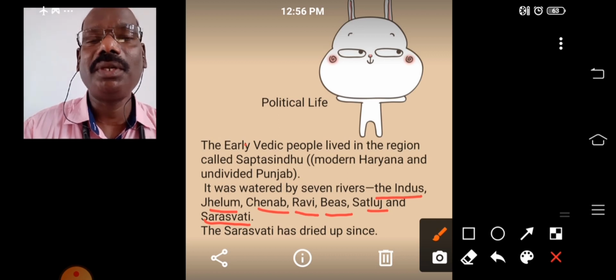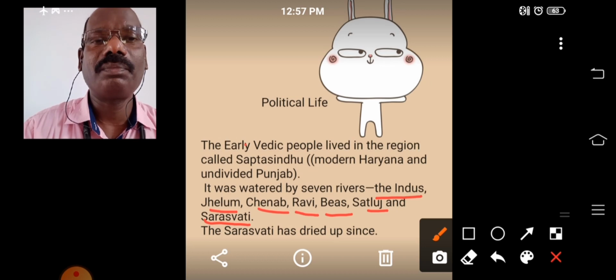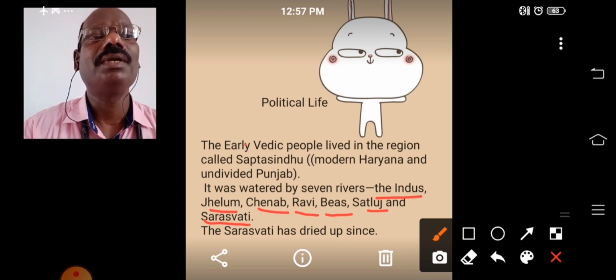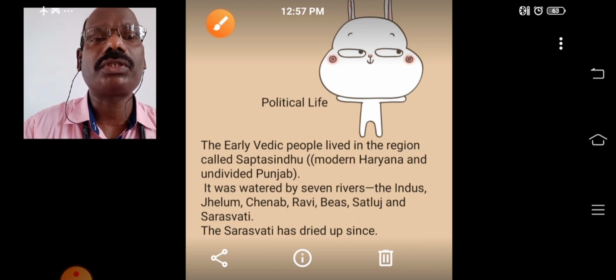But the Saptasindhu rivers are not all there at present. One of the Saptasindhu rivers, called Saraswati, has now dried up. There is no water in that river. Now only 6 rivers remain. Which rivers? Indus, Jhelum, Chenab, Ravi, Beas and Satluj. The Saraswati river disappeared. The Puranas tell many stories about how it disappeared, but we are not going into those stories. Here we can remember that of the Saptasindhu rivers, Saraswati has now dried up.